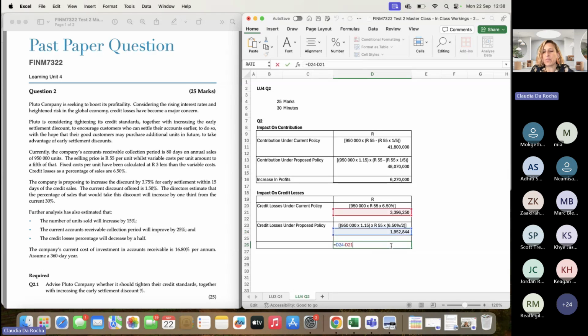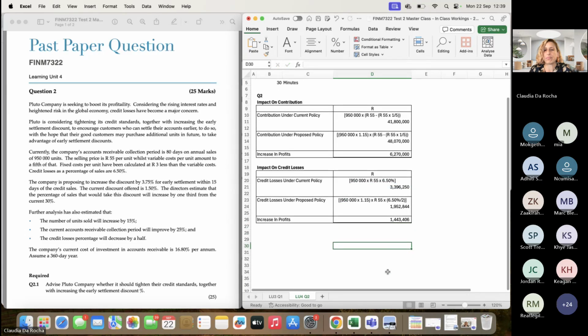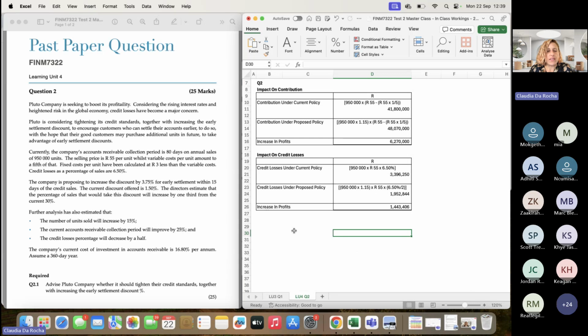And here we will actually have an increase in profits, because our credit losses under the current policy are 3.396 million, and remember when we record credit losses, we record them in the income statement. So these are things we're writing off. The write-off under the proposed policy is less, so we are making an increase in profits, not a decrease. Right, then the next thing.